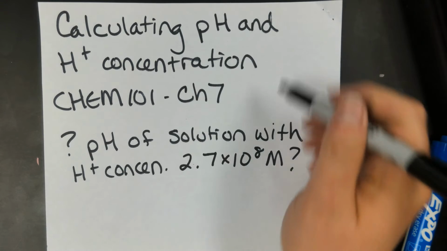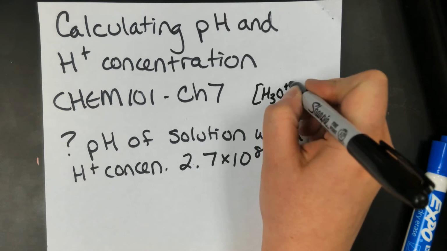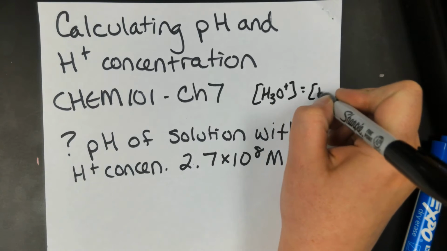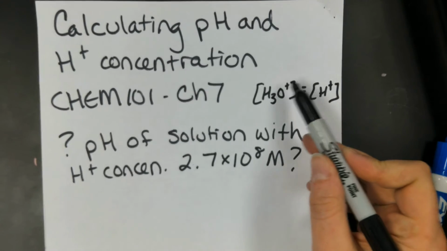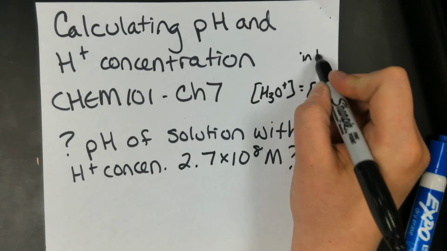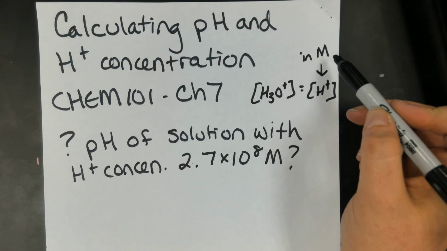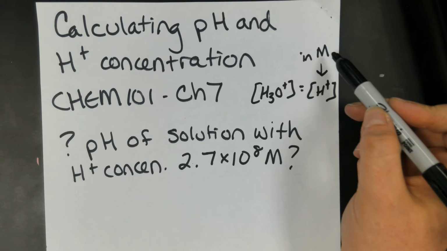So first note is, remember, in a solution, H3O plus concentration is equal to H+ concentration, right? Another thing to note is that the brackets mean that it's in molarity. And remember, molarity is moles per liter, and it's represented with a capital M.